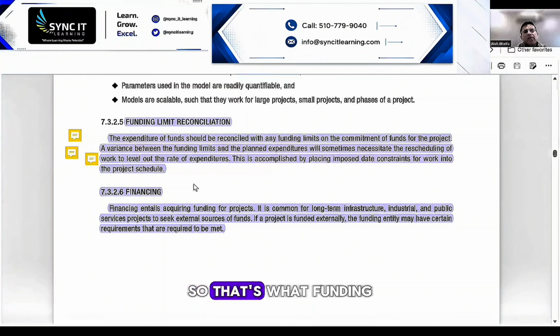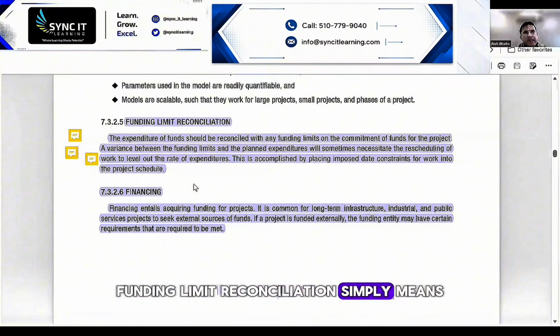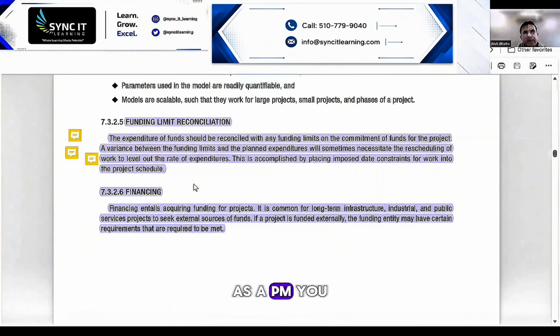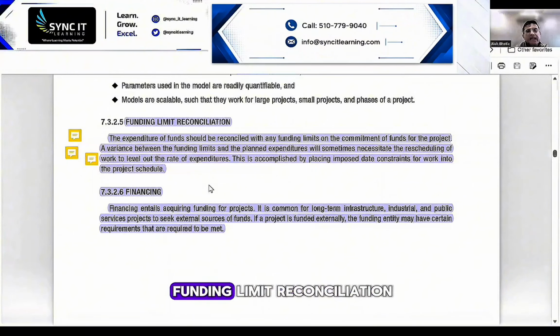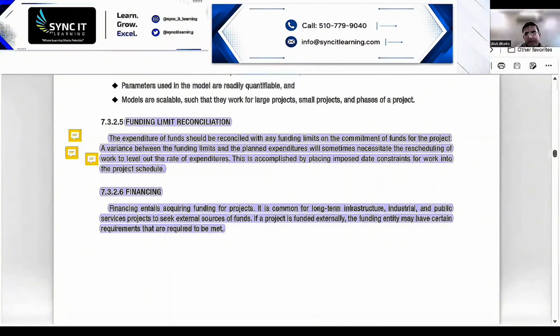So that's what funding limit reconciliation means. It simply means that, as a PM, you have to reconcile the budget you have come up with to how the funding will be given to you on a project. That's funding limit reconciliation.